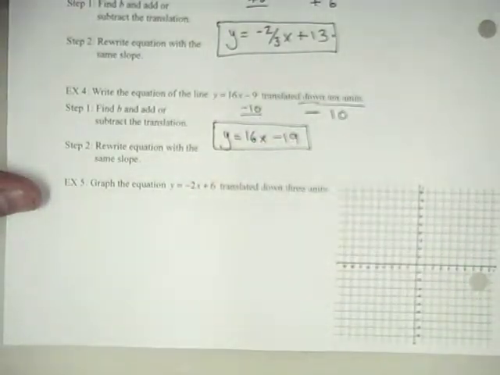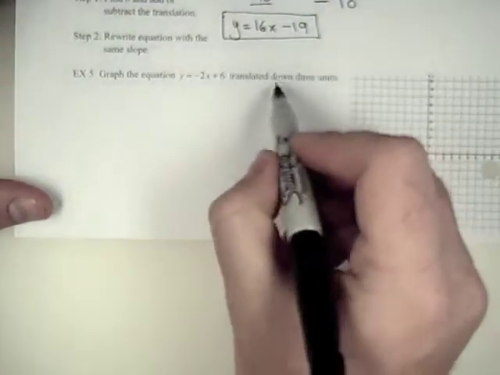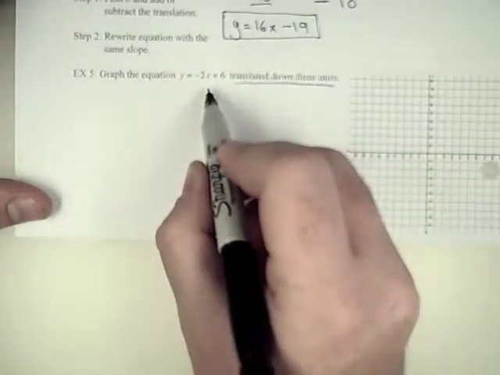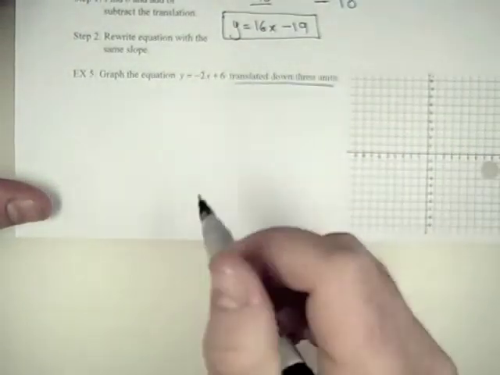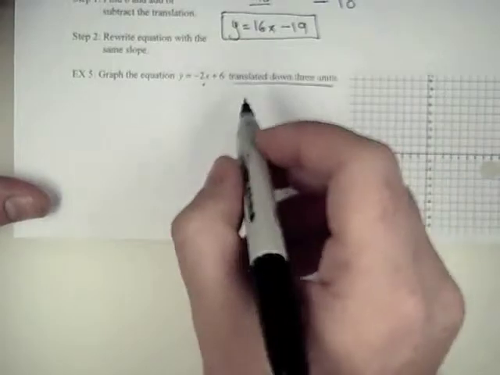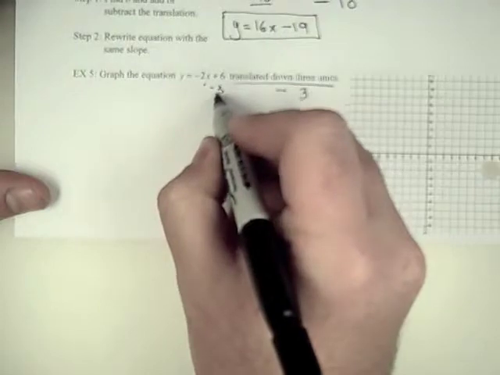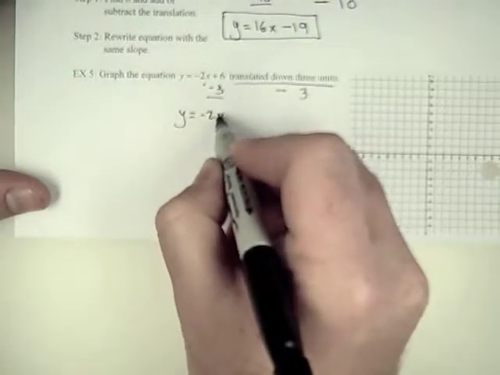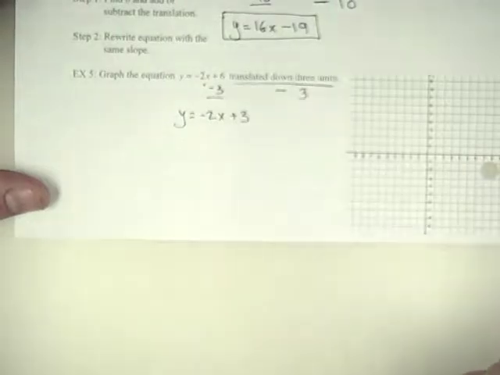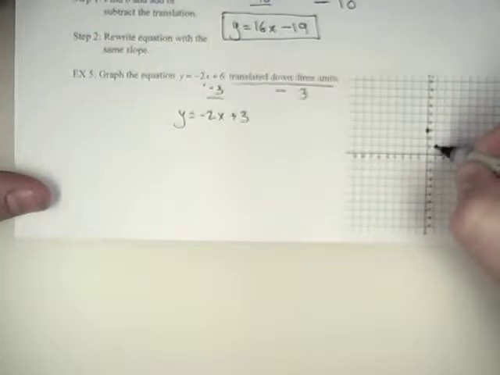There you go. With the last problem, there are 2 methods to solve this problem. You can either translate it down in the equation first and then graph the new equation, or graph the original equation and then move that line down 3 units. We'll do the first one first. So down 3 means minus 3. Subtract 3 here. Y equals negative 2x plus 3, and then graph that new equation. So go up to 3, go down 2 and over 1, down 2 over 1, down 2 over 1, and that is your translated line.